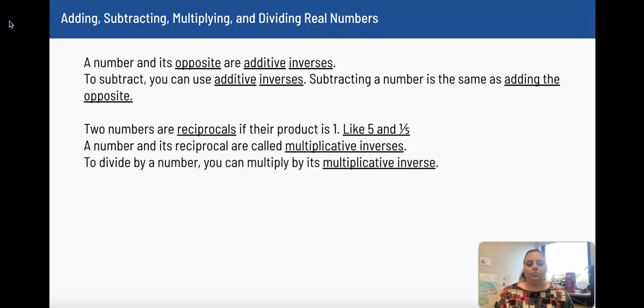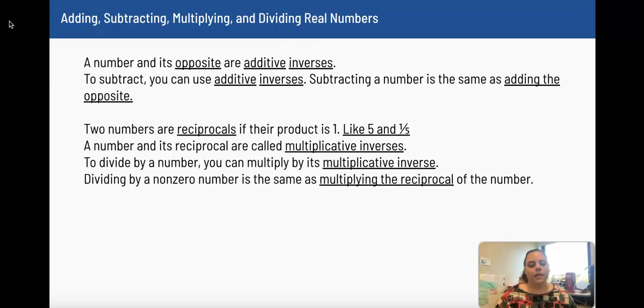To divide by a number, you can multiply by its multiplicative inverse. This is helpful especially when dividing fractions. So dividing by a non-zero number is the same as multiplying by the reciprocal of the number. And we'll see this when we look at our example problems that have us dividing fractions.